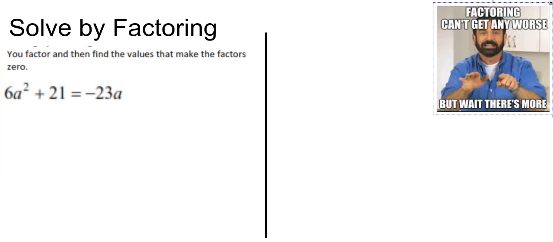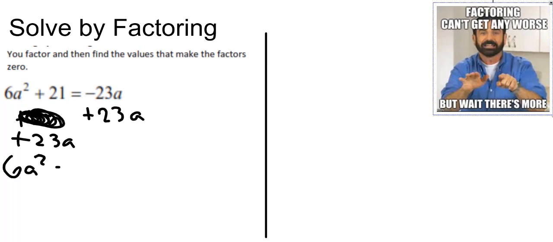All right, so here's another example, and hopefully you're looking at this like, oh, we're going to have to do the box method, because notice that the a value is something other than 1. So let's start with our first step. I'm sure you're already adding the 23a to both sides. Whoops. Can't read that. 23a. So that gives us 6a squared plus 23a plus 21 equals 0.